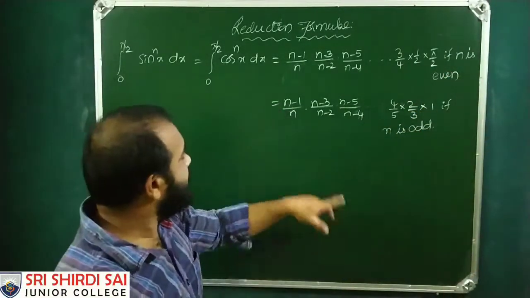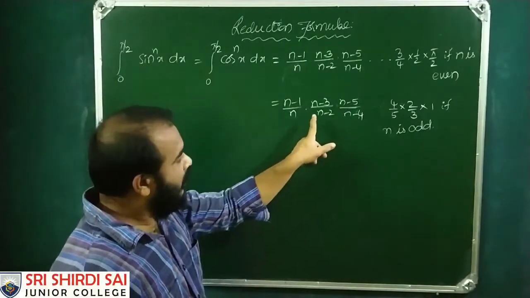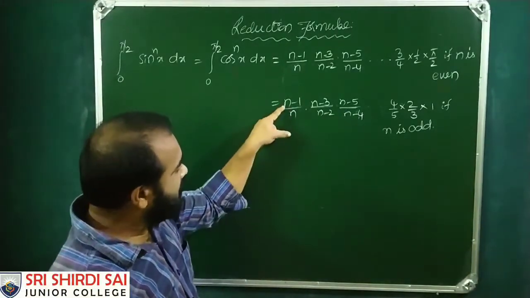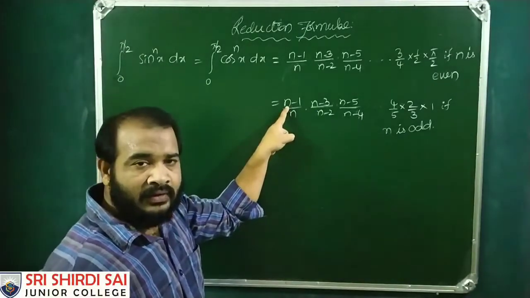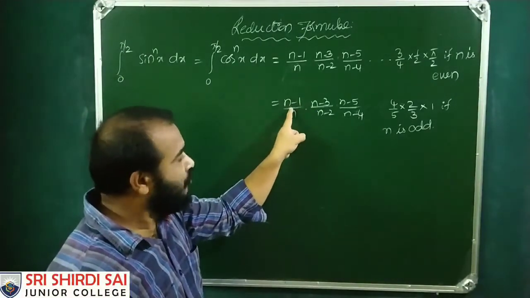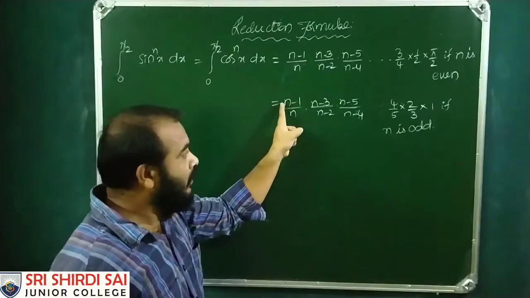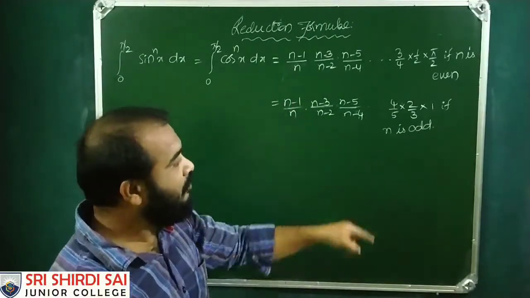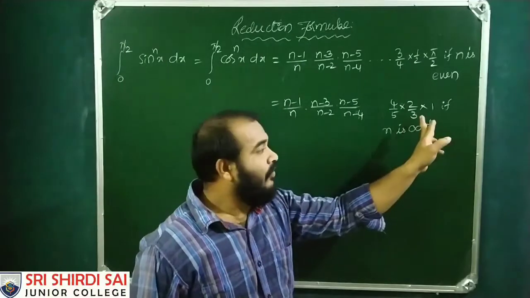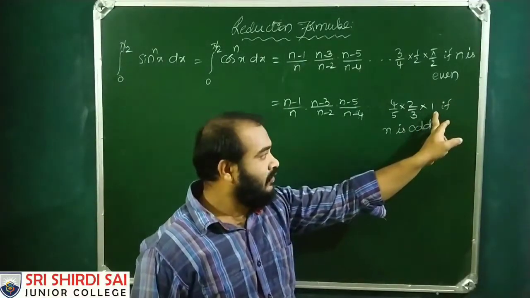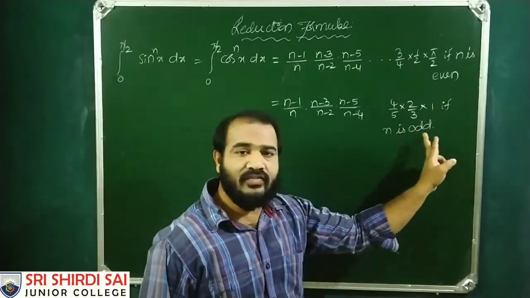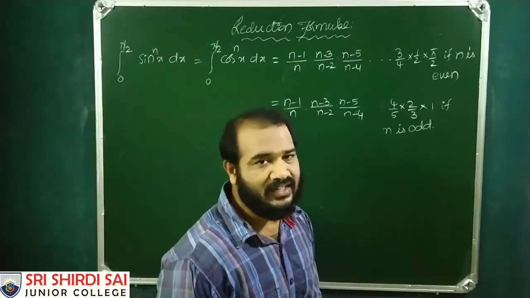And in the same case, n minus 1 by n, n minus 3 by n minus 2, the very first being n minus 1 by n. You go on writing the successive factors reducing by 2 both in the numerator as well as the denominator, and in this way if I end with 2 by 3, the next factor is into 1 if n is odd. This is what we have learnt yesterday.